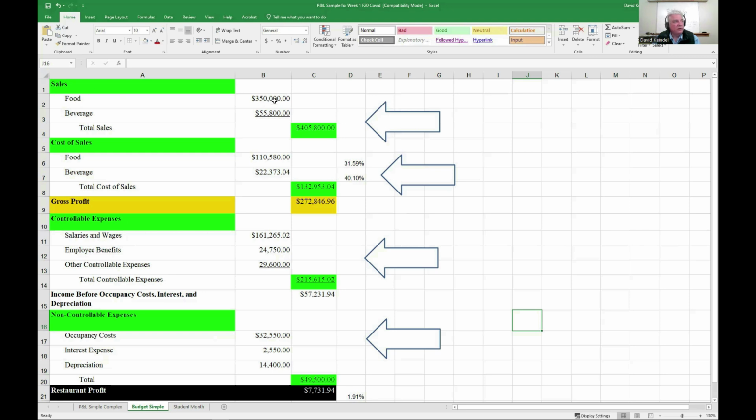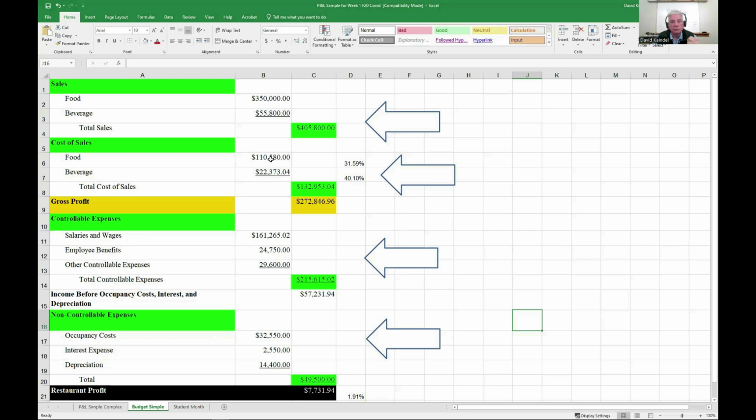Their food sales were $350,000 and their beverage, alcoholic beverage, were $55,000. So you add those together, that's $405,000. Well, what did they buy in groceries and use in groceries? They kept track of their invoices and they took inventory to figure out what they used is $110,000.